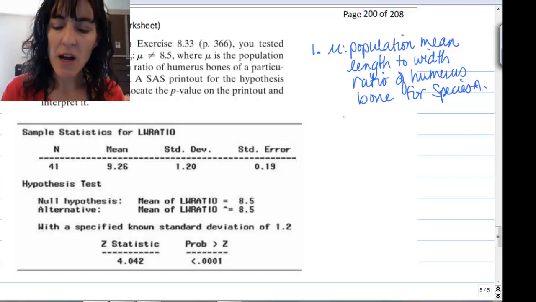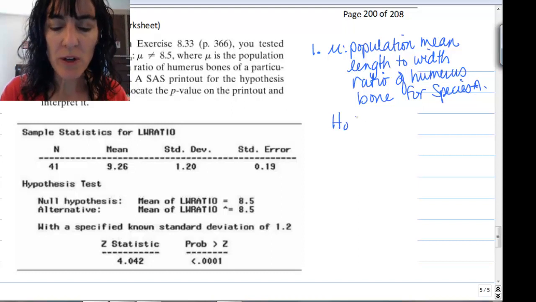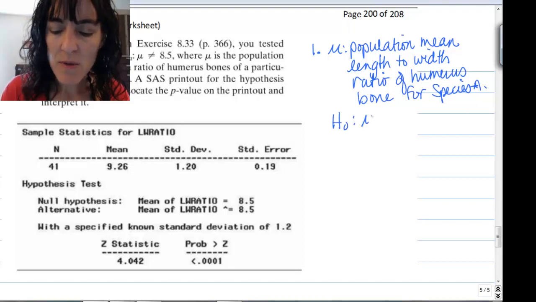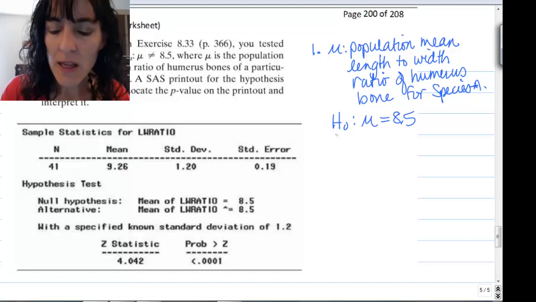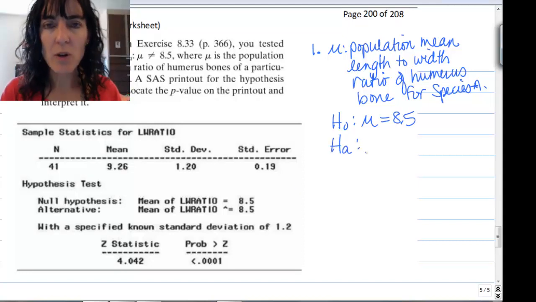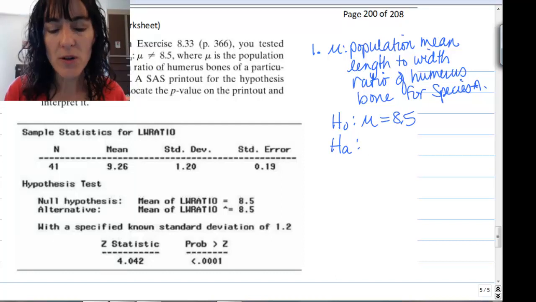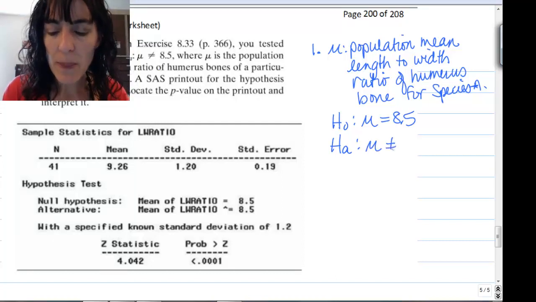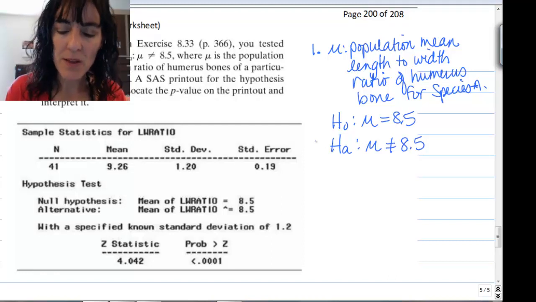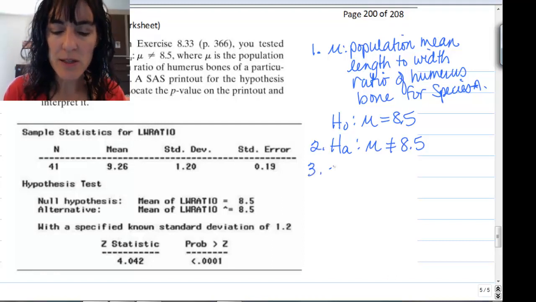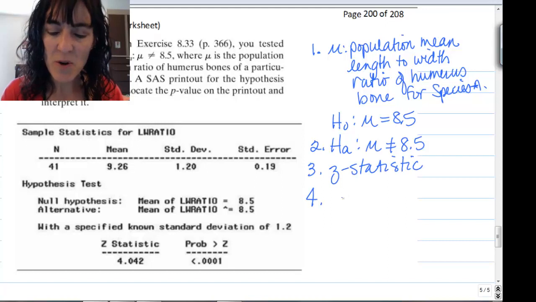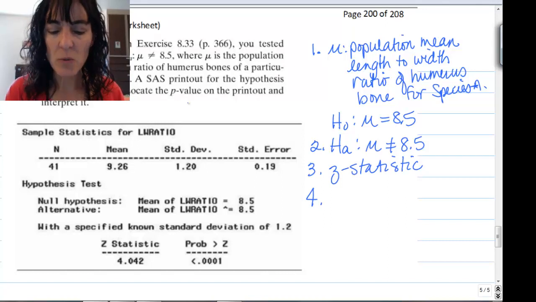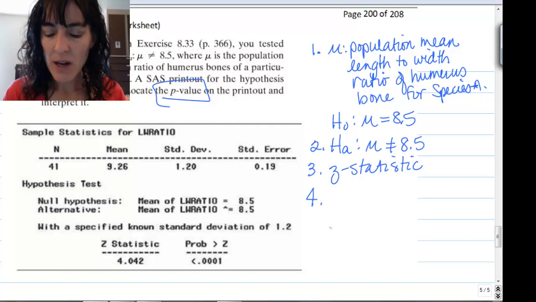So some species. And then our H naught we were given there, and that is mu equals 8.5. And remember the H naught, the null hypothesis, almost always has an equals on it. And then the alternate hypothesis, we could put less than or greater than or not equals. And here they're putting not equals, so it would be mu not equal 8.5. And that's step 2. Step 3, a z statistic is in order. Step 4, do we have an alpha? We don't. We're just looking for the p-value and we want to interpret it.